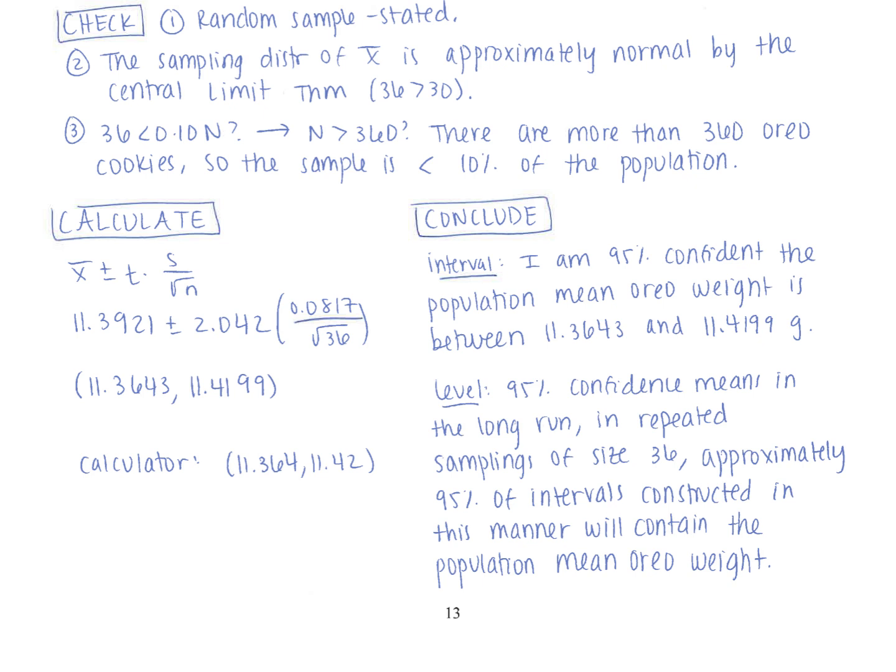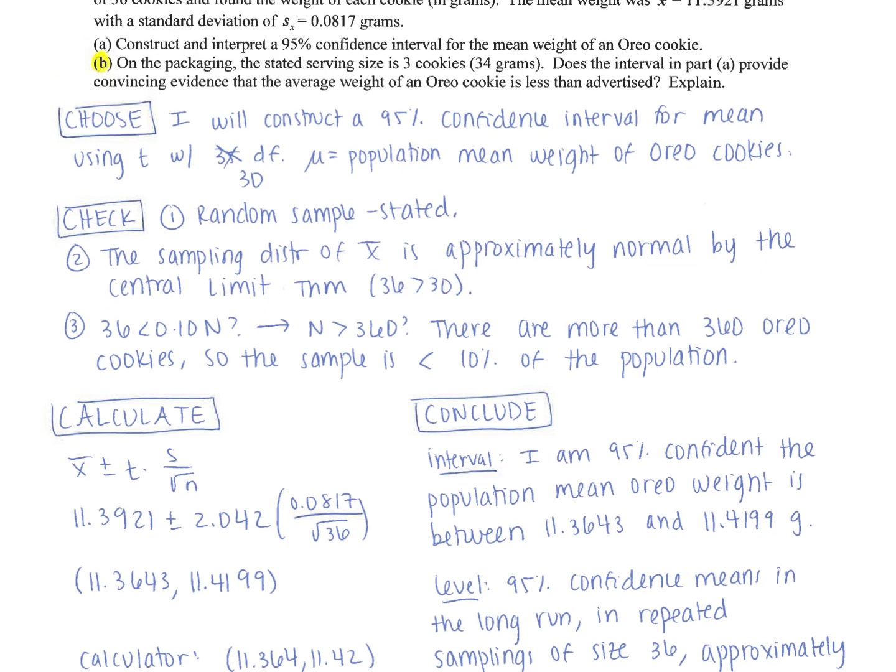And then remember, I've worded mine a little bit differently. So you should have said something like, we are 95% confident that the interval this to this contains the population mean weight of an Oreo. Did we put units? Hopefully we did that. And then the level should have been something like, if we take many samples and construct confidence intervals for each one, about 95% will contain the population mean, blah, blah, blah. All that sound good? How do we feel about this?